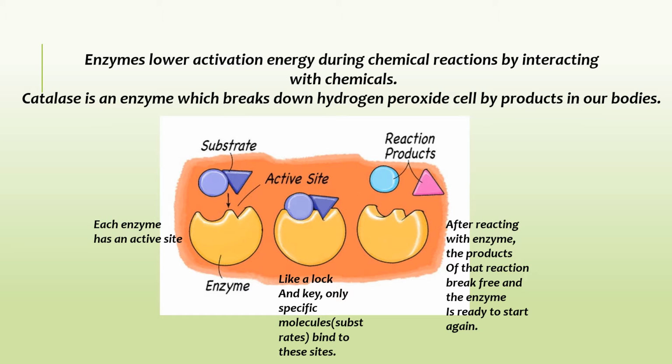It's a basic lock and key method because they have little cutouts that look like a little bite out of the cheese, or maybe little V-shaped notches where only certain other substrates or molecules can fit into those sites. So once they bind into those sites like a lock and key, into only specific molecules which do so, then the reaction takes place. And after reacting with the enzyme, the products of whatever that reaction might be break free, and the enzyme is ready to start that reaction all over again.